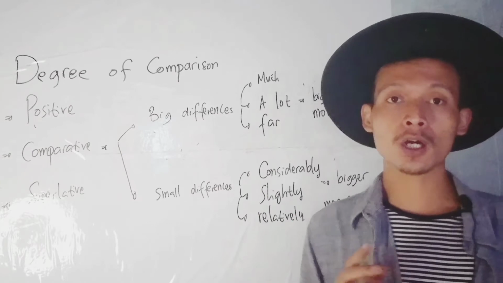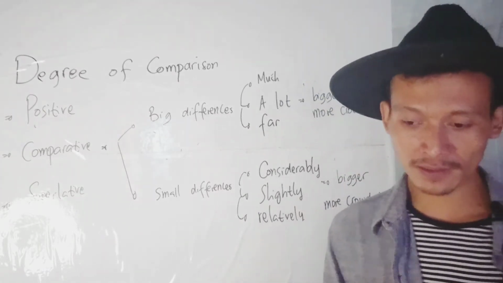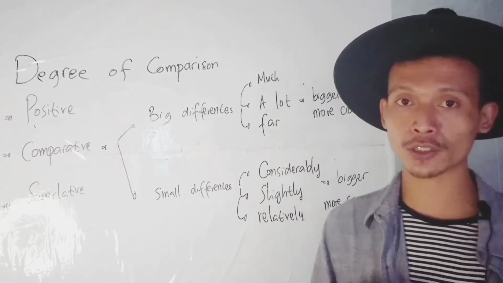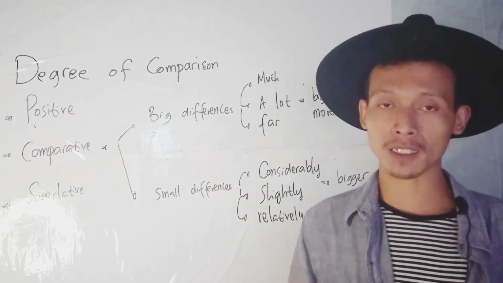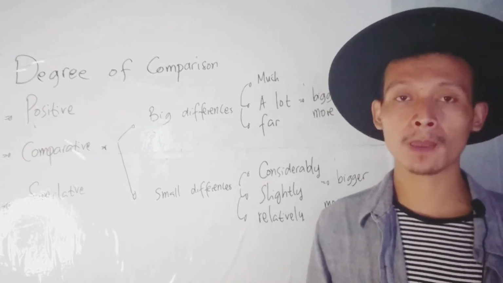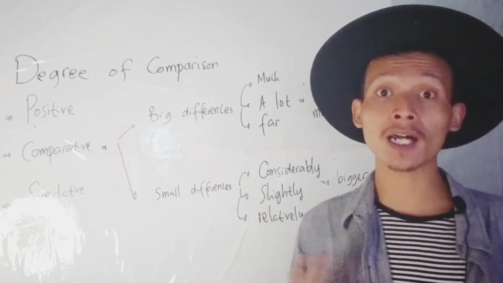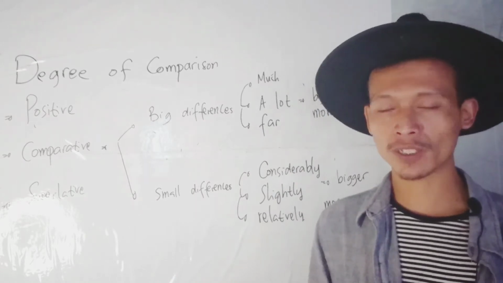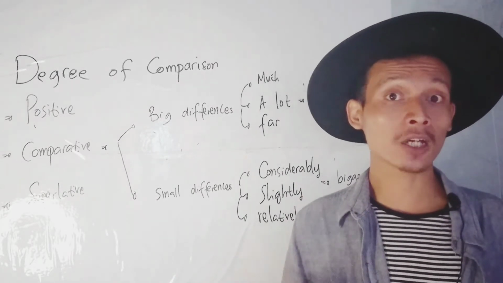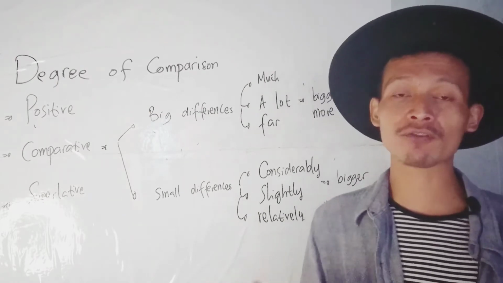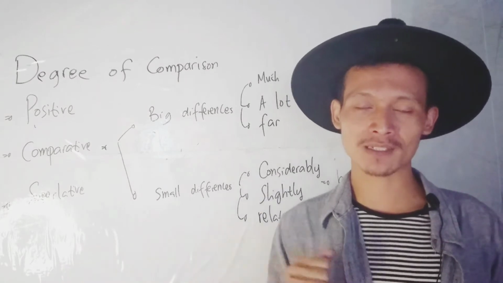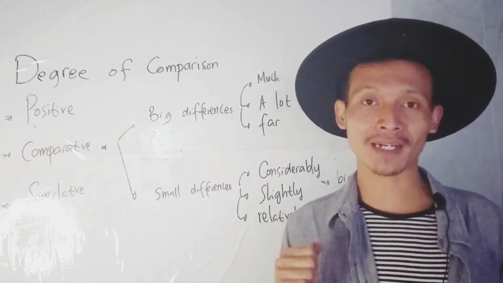Okay, so if, for instance, the number has big gaps or big differences, then we can use far, much, or a lot. For instance, much bigger, far bigger, or a lot bigger. We can also use much more crowded, a lot more crowded, and far more crowded. Jauh lebih besar or jauh lebih padat.